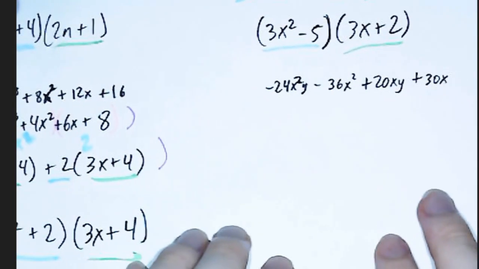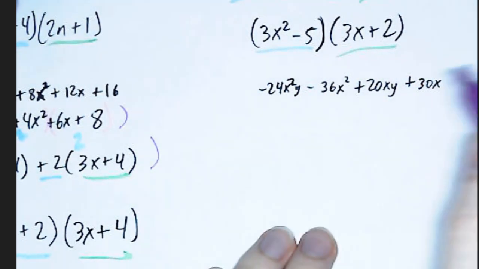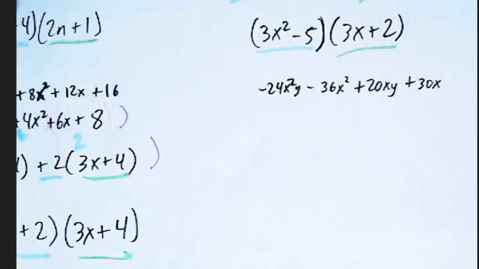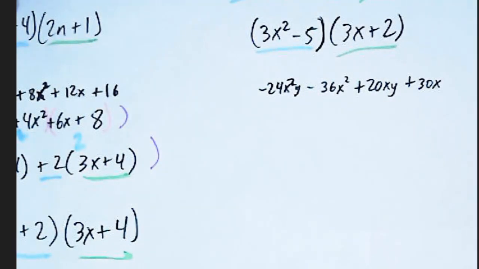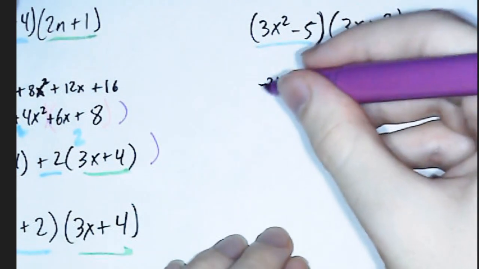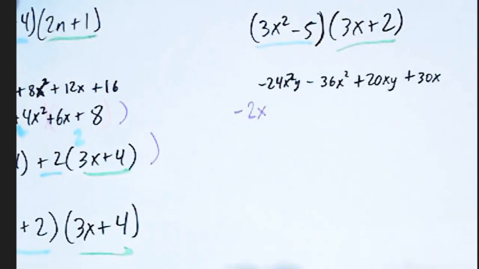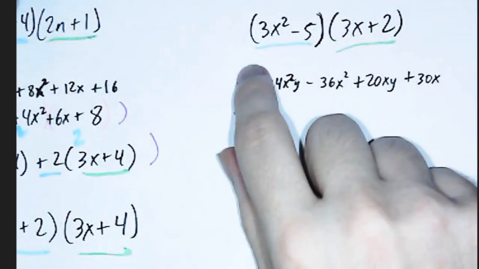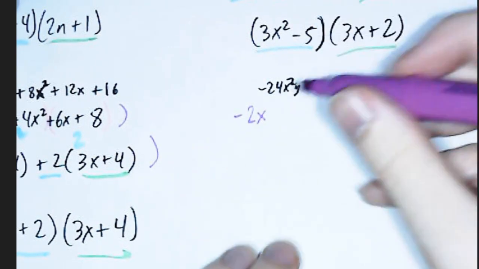Alright, for this last one, I'm going to let everyone take a moment to figure out what the overall GCF of this is. There is an overall GCF. So pause until you figure it out. Okay, it is negative 2x, because the leading coefficient is negative.